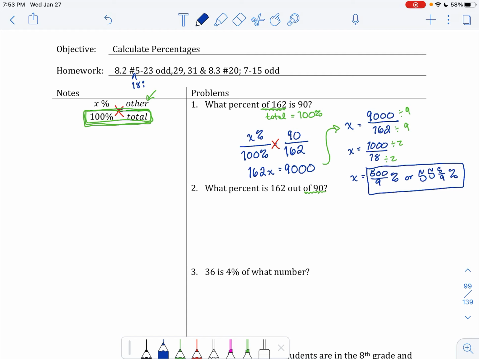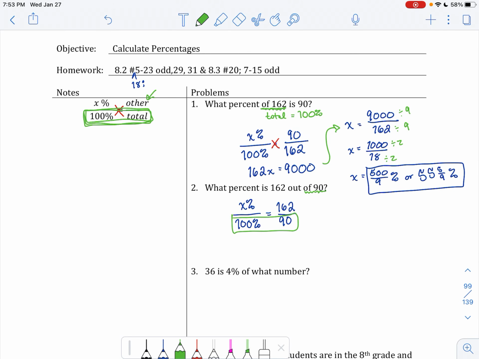So we have more than 100% all the time. In this case, our total, so we still have unknown percent out of 100, because it's always out of 100, is equal to 162 out of 90. Because now 90 is the total, because it says of 90. We're still going to cross multiply.